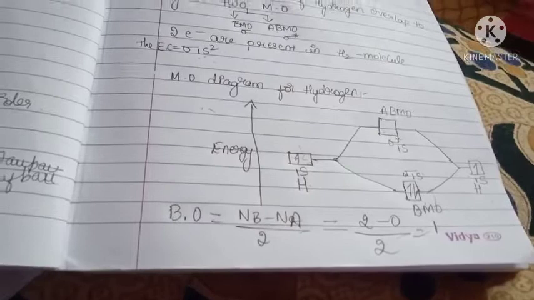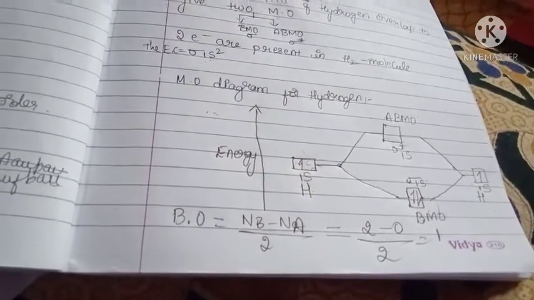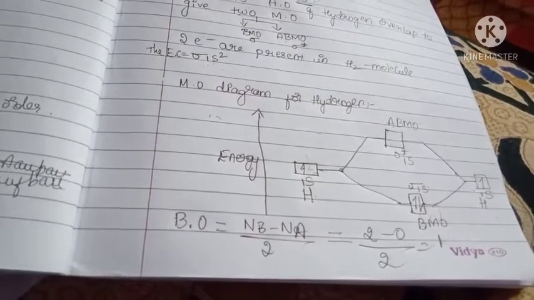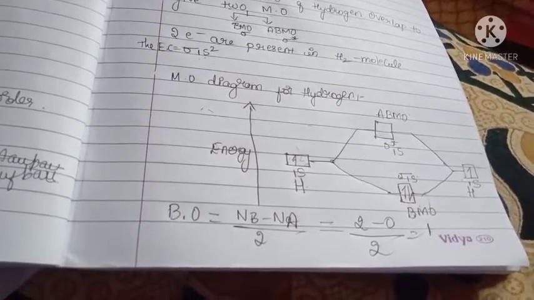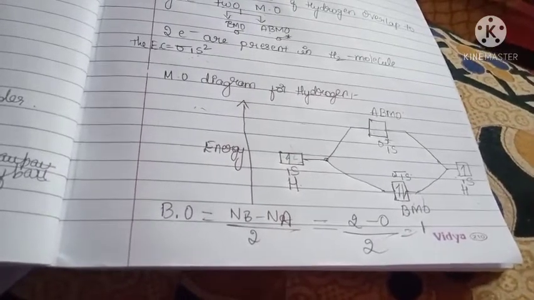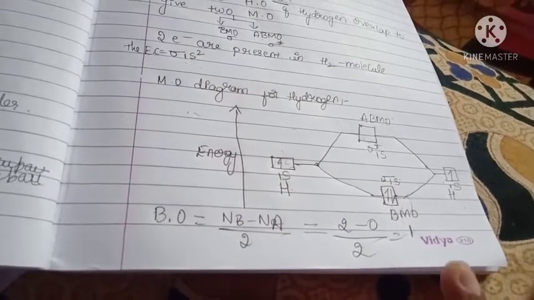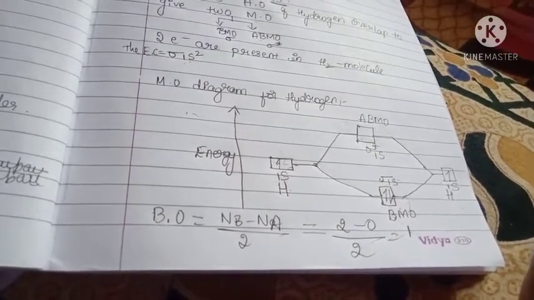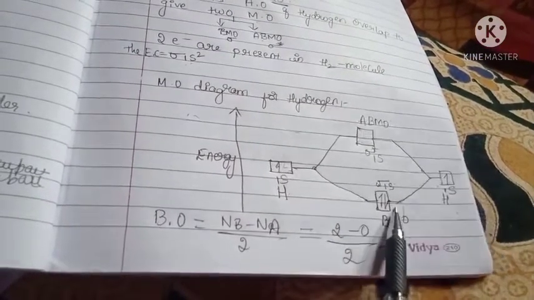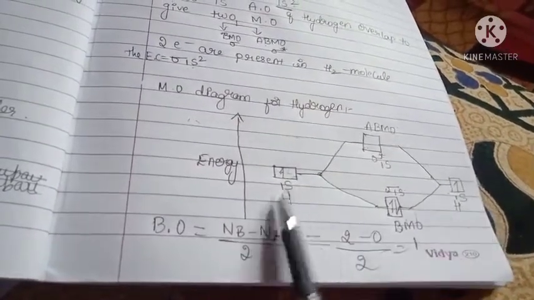Okay, it means it forms only one covalent bond between the 2 hydrogen atoms. Do you get it? And here also there are no unpaired electrons present. When you are doing the calculation for bond order and magnetic property, you have to consider only BMO and ABMO, not atomic orbitals.